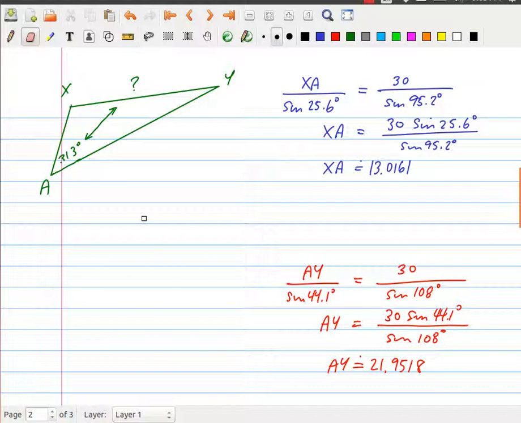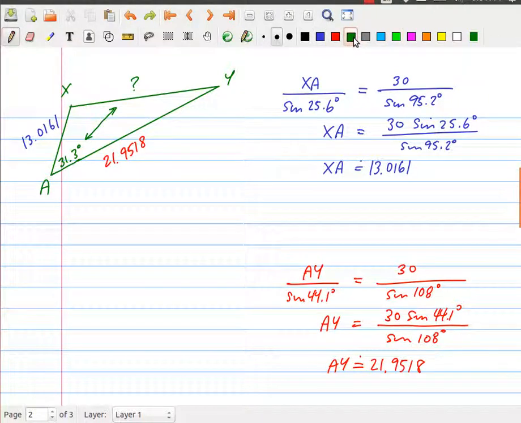Okay. And so now what do we have? Well, we have the value XA, which we've picked up from here. So that's 13.0161. We have the angle, I'm just going to clean this up. This was the angle 31.3 degrees in the corner. And we have this side length AY is 21.9518. Of course, that's approximate. Actually, these are all approximate values. Oh no, they weren't up until that point. Sorry, my mistake. So now I have side angle side, and I'm going to use that to find a third side. That's going to use the cosine law.